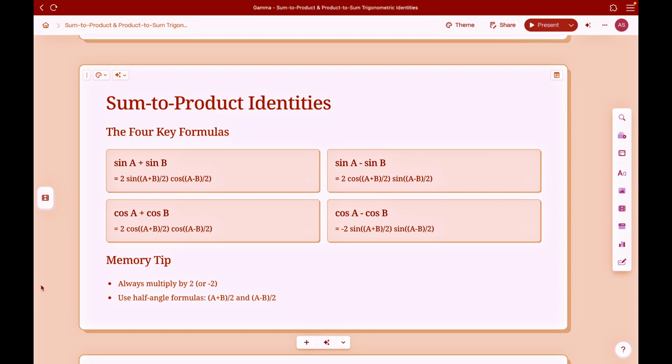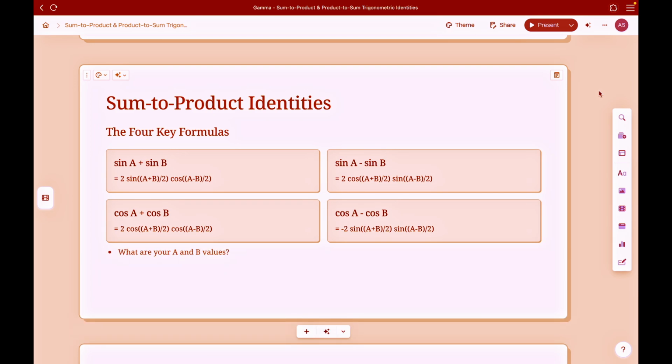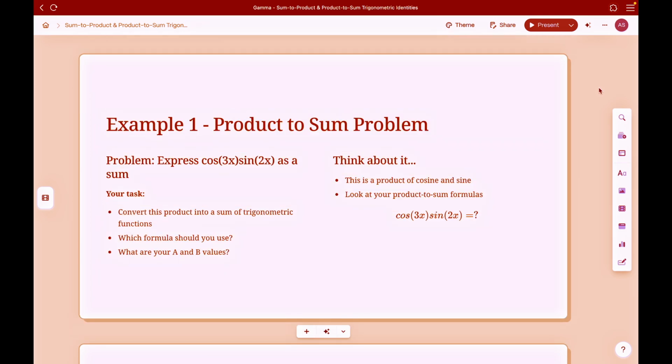A memory tip is to always multiply by 2, or -2 in the case of the final formula. Use the half angle terms A plus B over 2 and A minus B over 2. It's important to remember this, and also to use half angle formulas just in general if you're trying to simplify these types of expressions, especially if you have variables. This is going to be our first example.